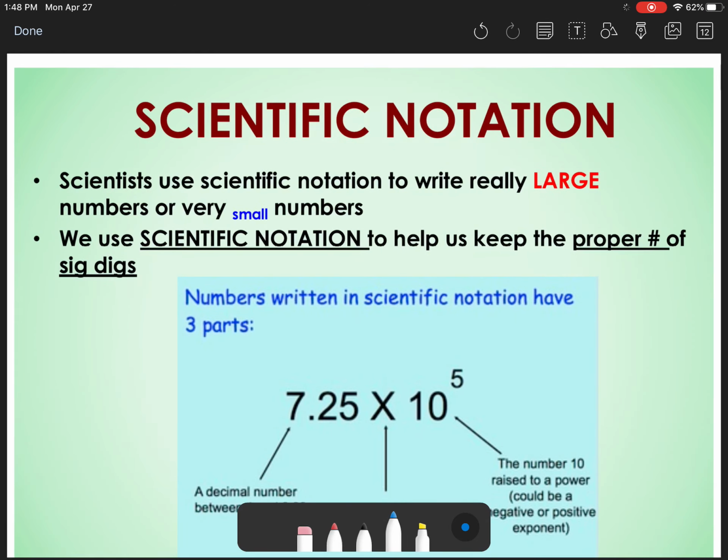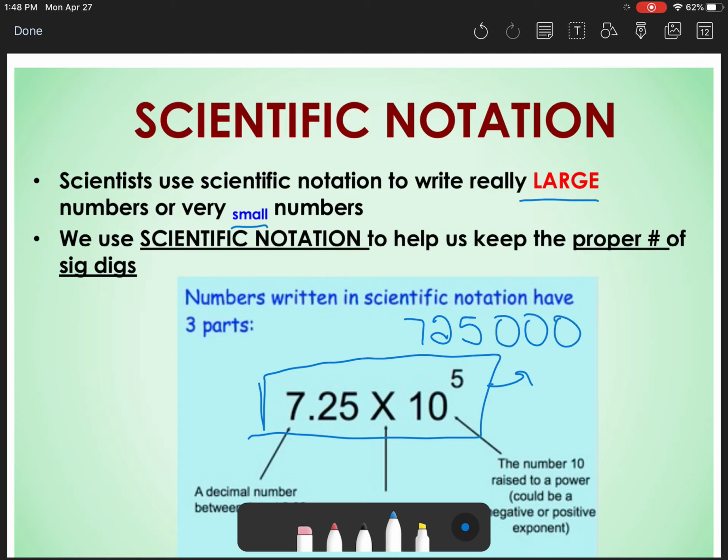Today's lesson is going to be all about scientific notation. You'll notice as you work your way through the unit, every once in a while, you're going to come across a number in this format. Okay, this is known as scientific notation. Scientists often use this to write really large numbers or really small numbers in a more convenient way. So for example, this number here, written in that way, 7.25 times 10 to the power of 5, actually represents this number here.